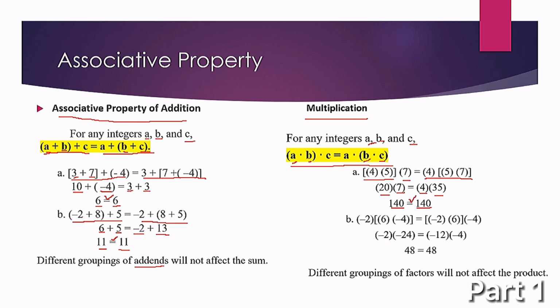Next, the quantity of negative 2 times 6 times negative 4 is equal to negative 2 times the quantity of 6 times negative 4. So, let us simplify. Negative 2 times 6 equals negative 12, times negative 4. So, applying the rules in multiplication of integers, we have negative 2 times negative 24, negative 12 times negative 4 is equal to 48. So, they are the same. Different grouping of factors will not affect the products.